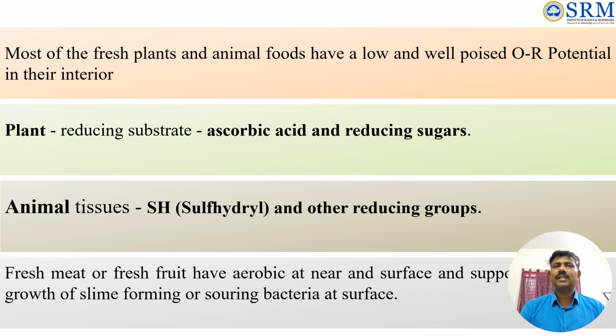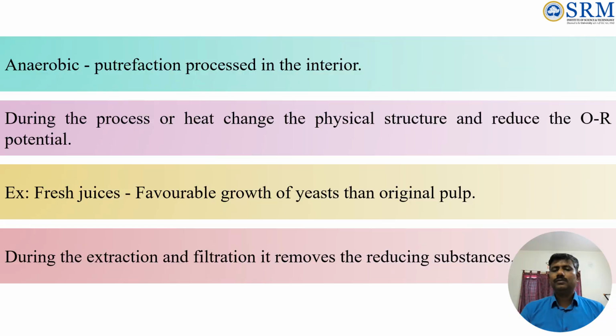Plants have reducing substances, that is ascorbic acid and reducing sugars, whereas in animal tissue the reducing components are SH groups, that is sulfhydryl groups, and other reducing groups also present in the animal tissues. The interior part of the meat is spoiled by anaerobic microorganisms through the putrefaction process, that is a protein decomposition process. During processing or heating, the physical structure of the food material is changed, which also reduces the OR potential of the food component.